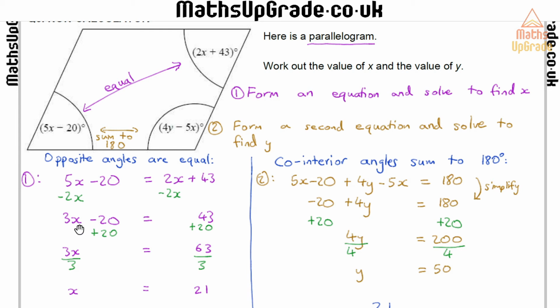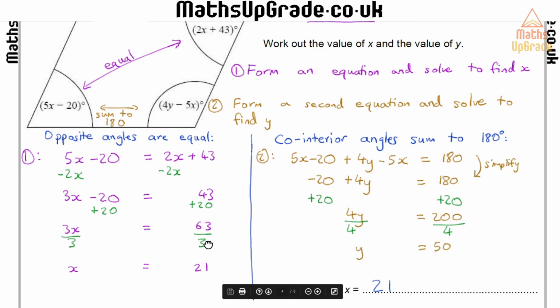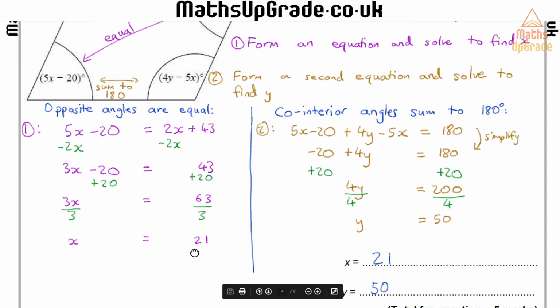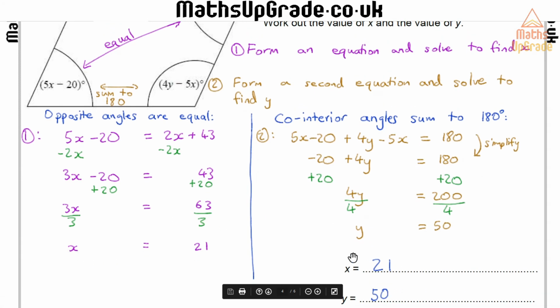That leaves me with 3x minus 20 equals 43. And then I'm going to do the inverse of subtract 20, which is add 20 to both sides. That'll give me 3x equals 63. Then I'm going to do the inverse of multiply by 3, which is divide by 3 on both sides, which will give me x equals 21. So I found the value of x, so I can write that in there.